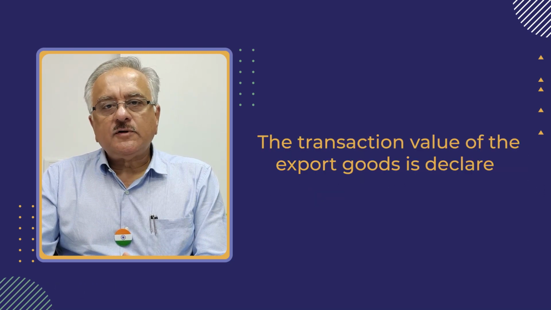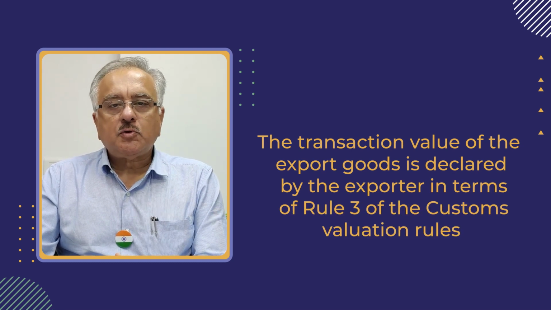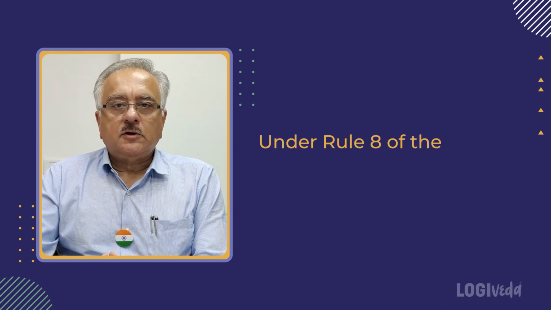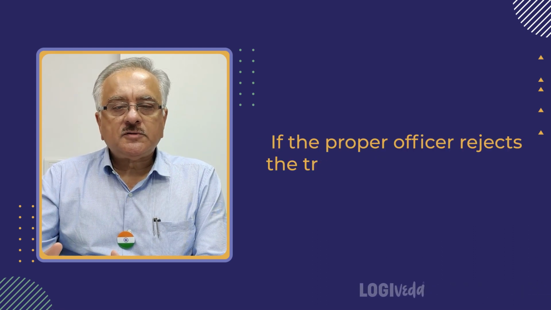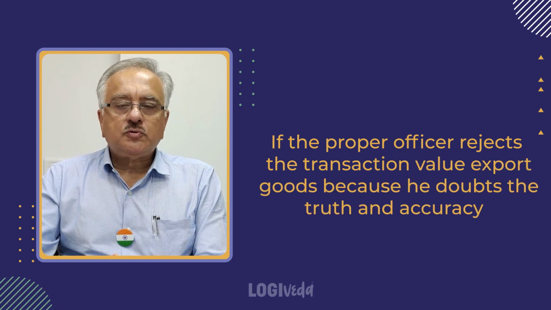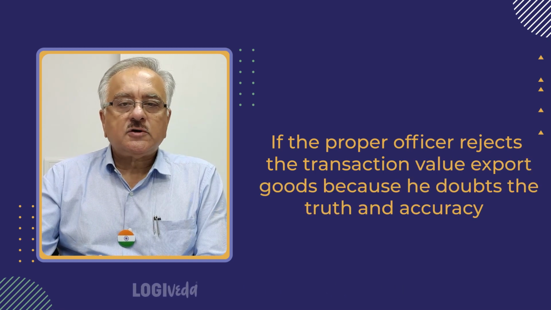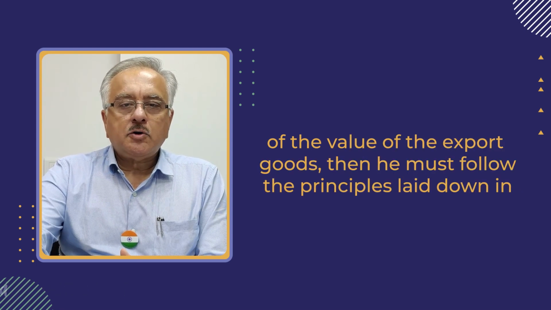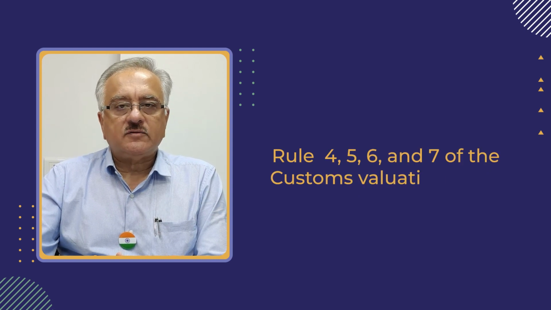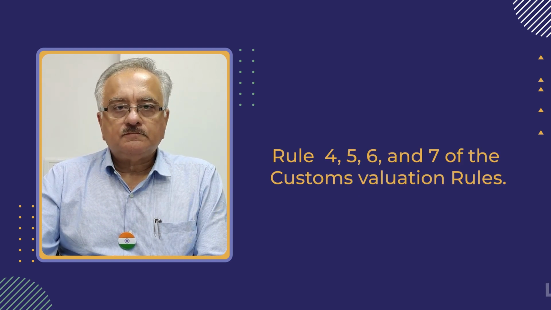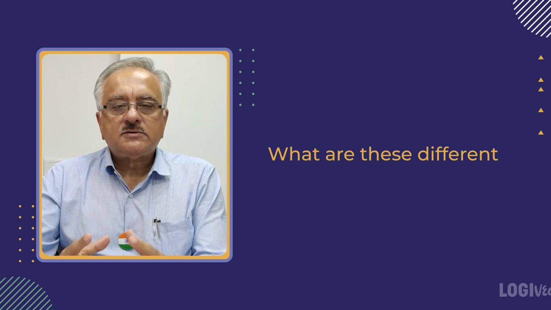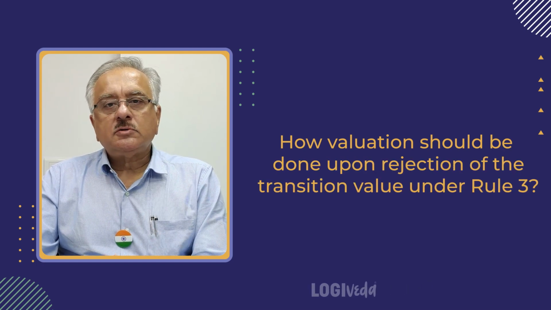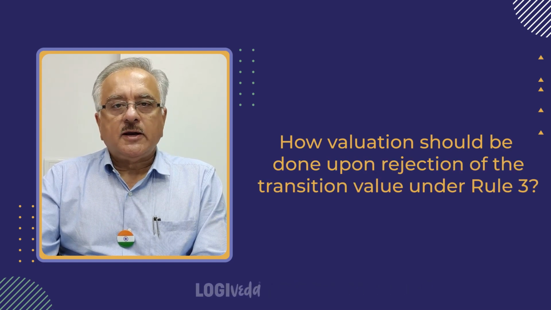The transaction value of the export goods is declared by the exporter in terms of Rule 3 of the Customs Valuation Rules. Under Rule 8 of the Customs Valuation Rules, if the proper officer rejects the transaction value of export goods because he doubts the truth and accuracy of the value of the export goods, then he must follow the principles laid down in Rules 4, 5, 6 and 7 of the Customs Valuation Rules. Let us now consider what are these different rules and how valuation should be done upon rejection of the transaction value under Rule 3. Rule 4.